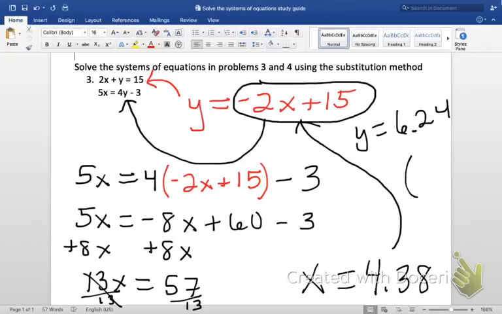So where these two lines intersect on a graph would be this coordinate. Okay, approximately 4 and 38/100ths and approximately 6 and 24/100ths. And there's your answer.